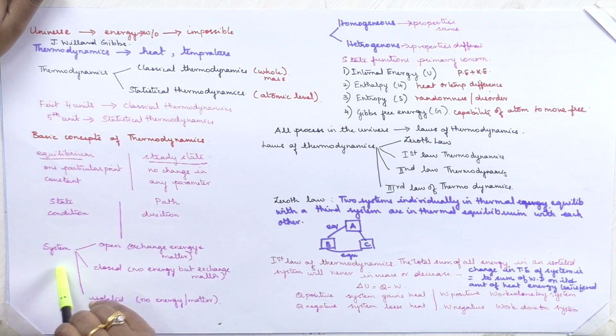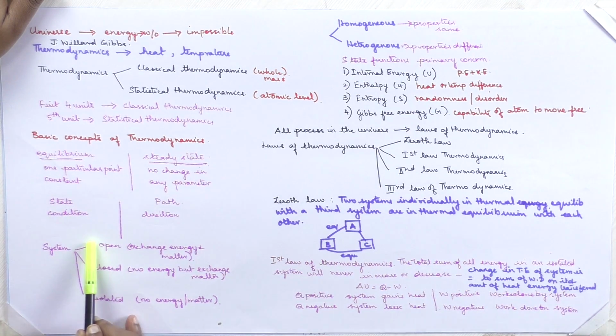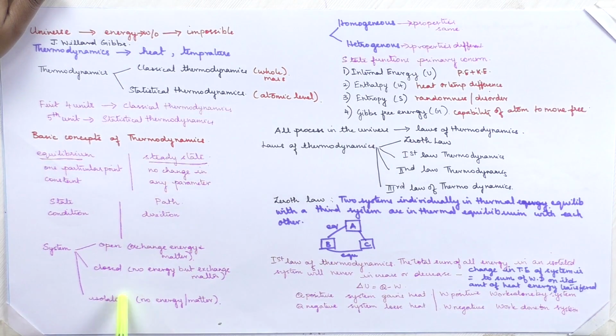The next definition you have to keep in mind is about the system. The system is classified into 3 types. One is the open system, the second one is the closed system, and the third one is the isolated system. Coming to the definition of the open system, exchange of energy and matter takes place in an open system.